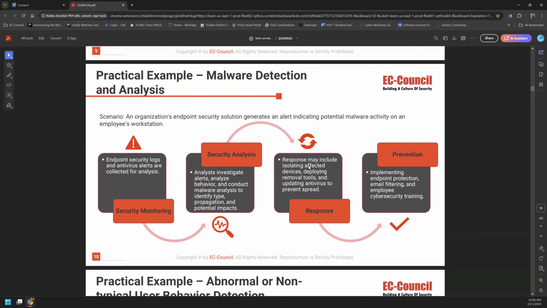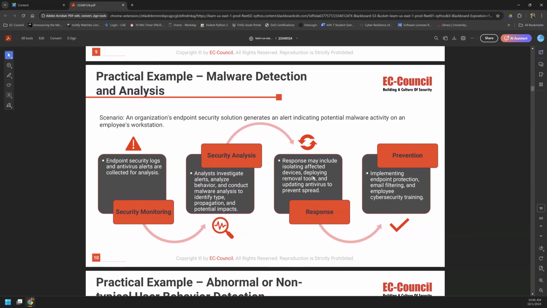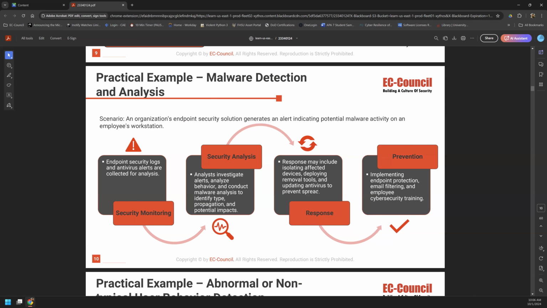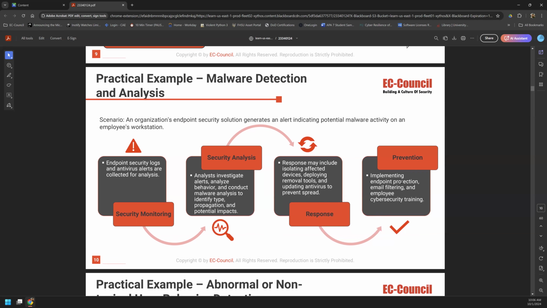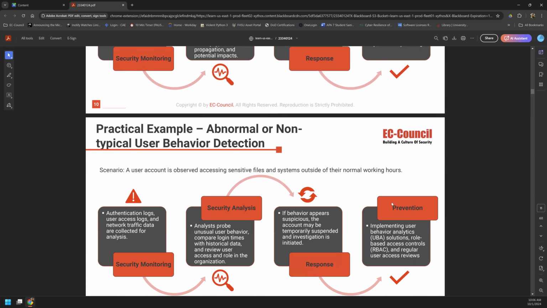A response may include isolating affected devices, deploying removal tools, and updating antivirus to prevent the spread. And then our response goes over to prevention, and that prevention will be implementing endpoint protection, aka updating the filters, et cetera, doing any kind of email filtering, and employee cybersecurity training.